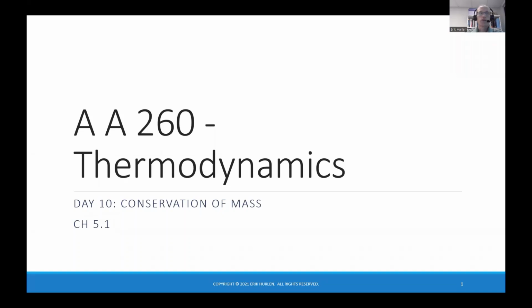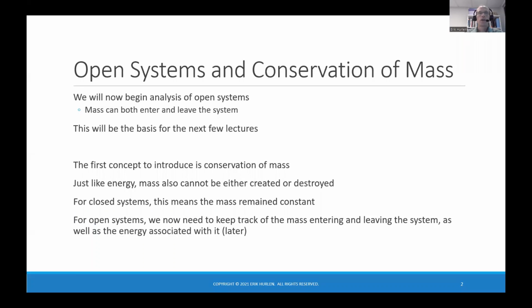Today, we're going to deal with our first conservation law, conservation of mass. This is most applicable to open systems. In closed systems, no mass enters or leaves, so the mass is definitely conserved. For open systems, mass can both enter and leave, and the conservation of mass principle is one way we can keep track of these changes.